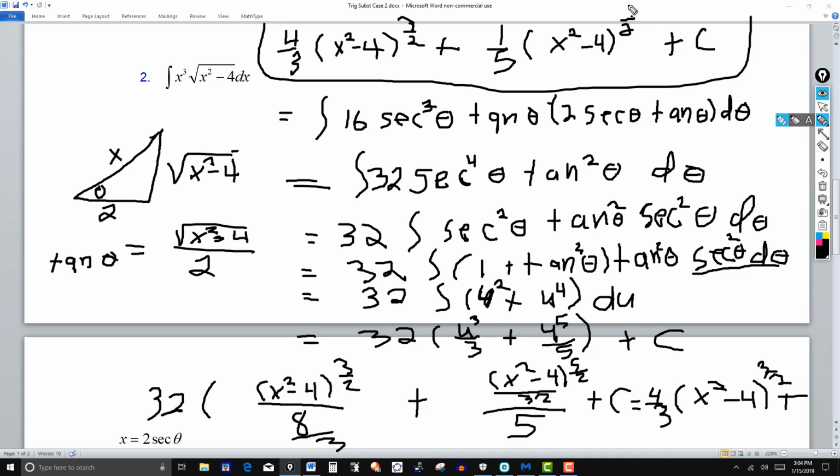Now again, I point out that had this been just the plain old x instead of x cubed, then a basic u substitution would have worked, and you would have gotten the answer in less than a minute probably. But that's what it takes in this particular case.